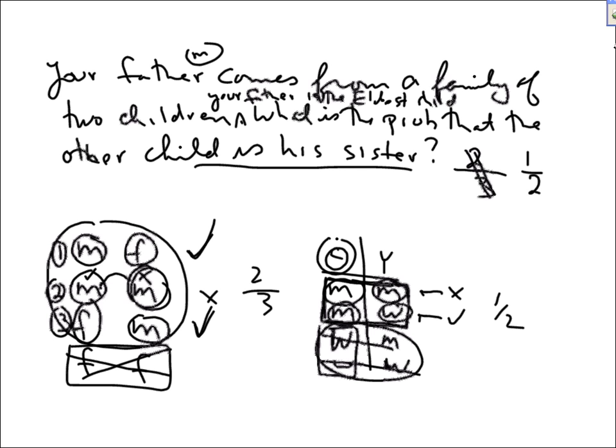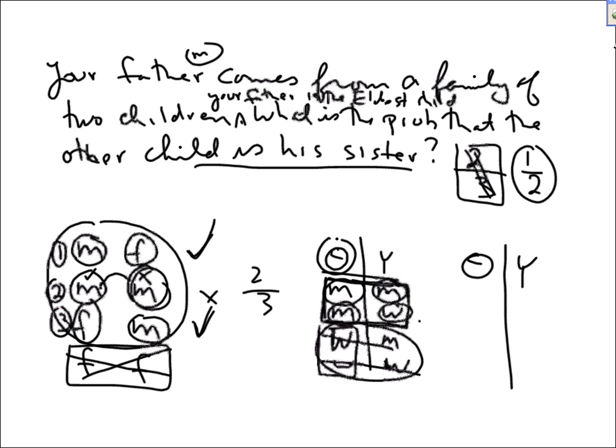So, knowing the order of the children, order meaning firstborn or secondborn, is going to change the probability. Without stating an order, the probability that the other child is a sister is 2/3. If you do give an order, it's a half. Now you may say, well, you gave a particular order. You said the oldest child is the father. Well, what if we reverse it? You have the eldest and you have the youngest.